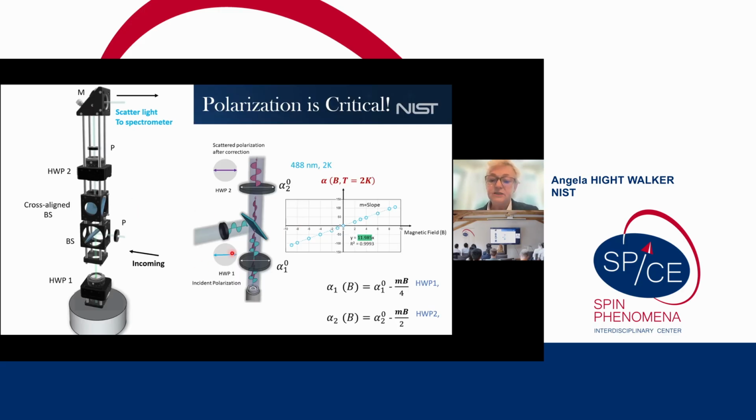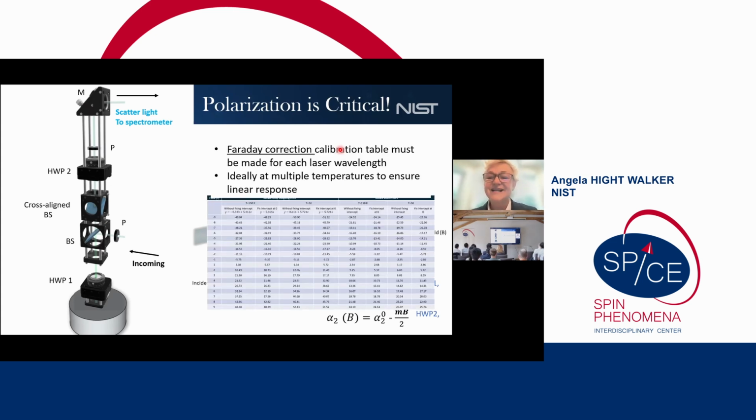So to correct for the Faraday rotation, we have to do that as a function of wavelength and as a function of temperature. So we run test calibrations. Of course, we're at NIST, and so doing calibrations is really an important part of our day or life. So we make these tables, again, as a function of wavelength and temperature. In this case, I'm just showing a couple temperatures. This is 5K and 150.